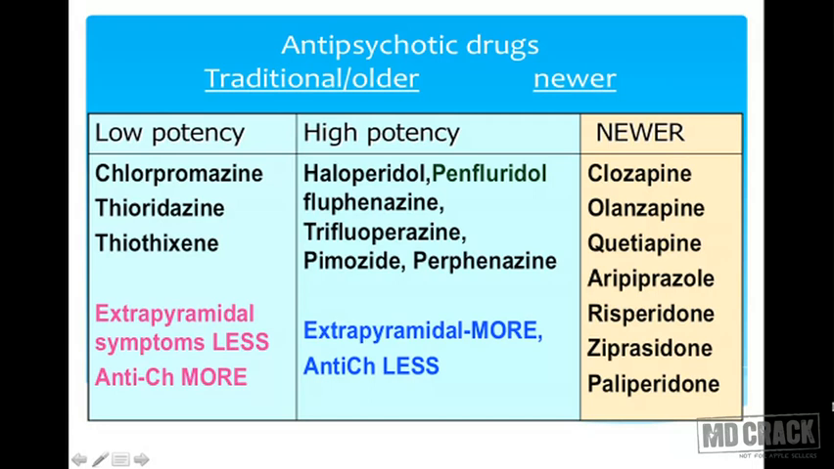Clozapine, olanzapine and quetiapine, I have placed them together because all of them end with pin. In between there is aripiprazole, and the last three end with done, D-O-N-E. That's risperidone, ziprasidone and paliperidone. Let's go to the next slide and have a look at the differences.